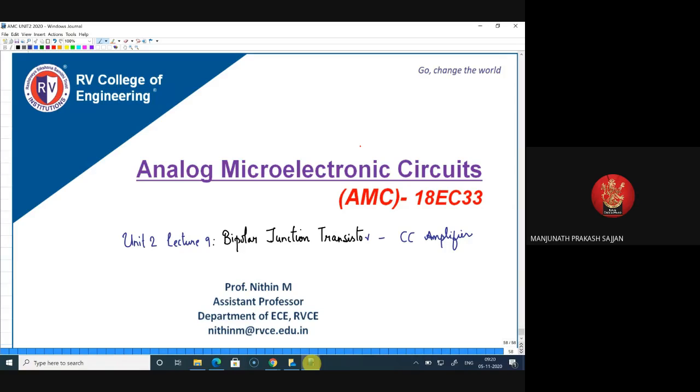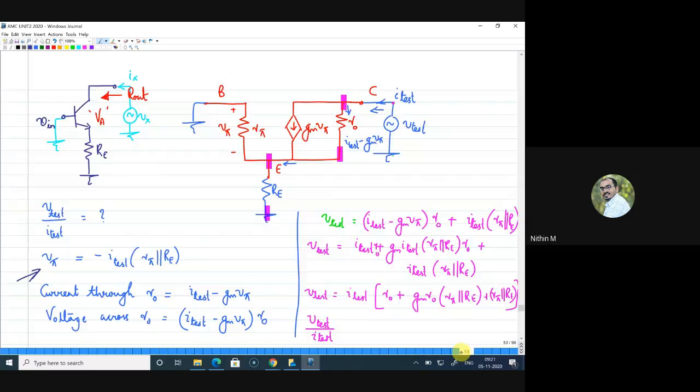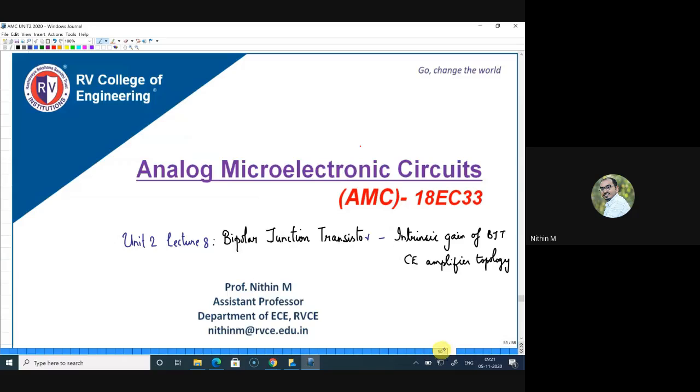This is lecture 9, Unit 2, and we started the bipolar junction transistor in this unit. We covered the structure, operation, the various configurations, and a small signal model. And in the last class, we started the common emitter amplifier.